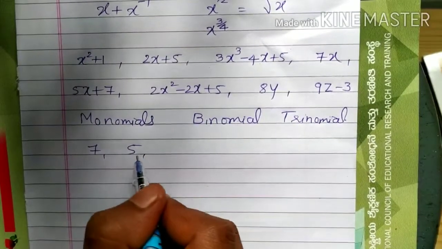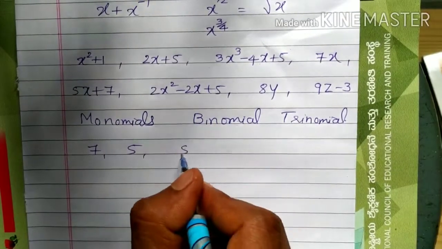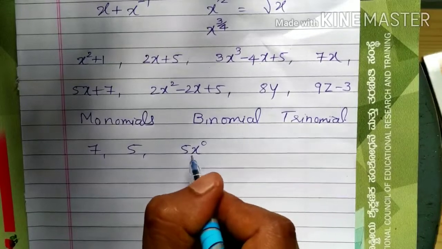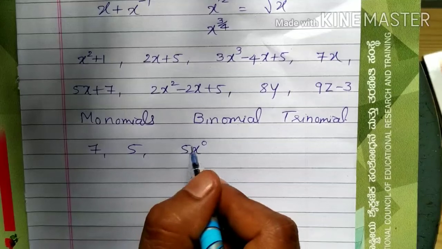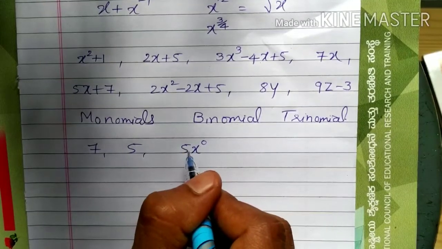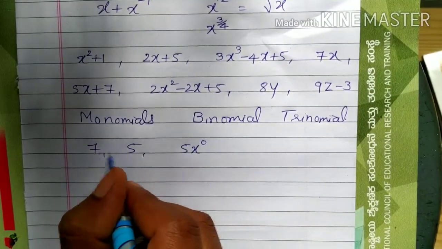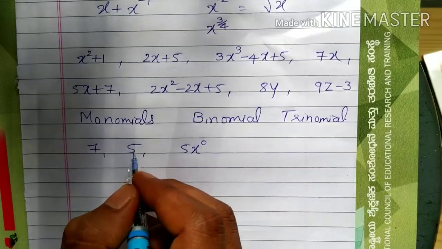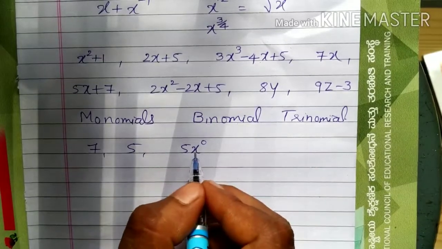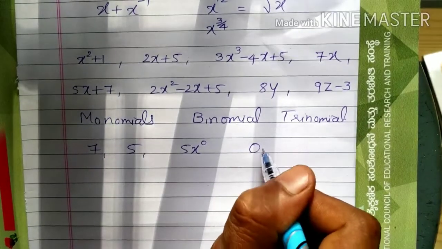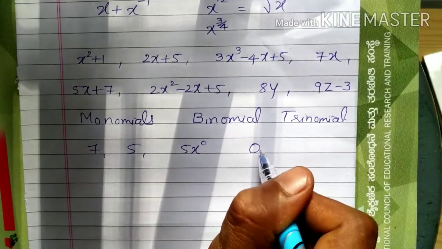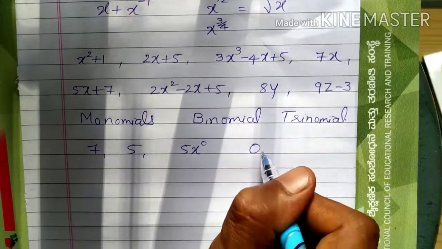If you consider a number like 5, beside that number there is always x raised to 0. So these kinds of polynomials are called constant polynomials. If you find only one number, then in terms of polynomials we say that it is a constant polynomial. Similarly, if you consider 0, then it is the zero polynomial. So the number 0 is the zero polynomial.